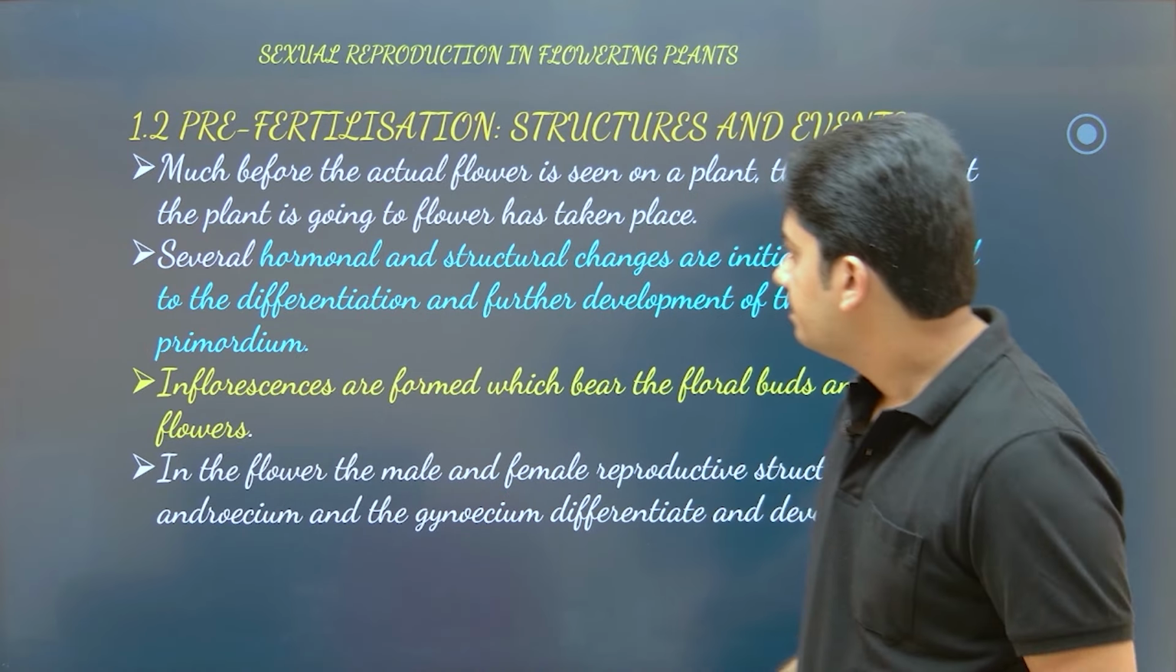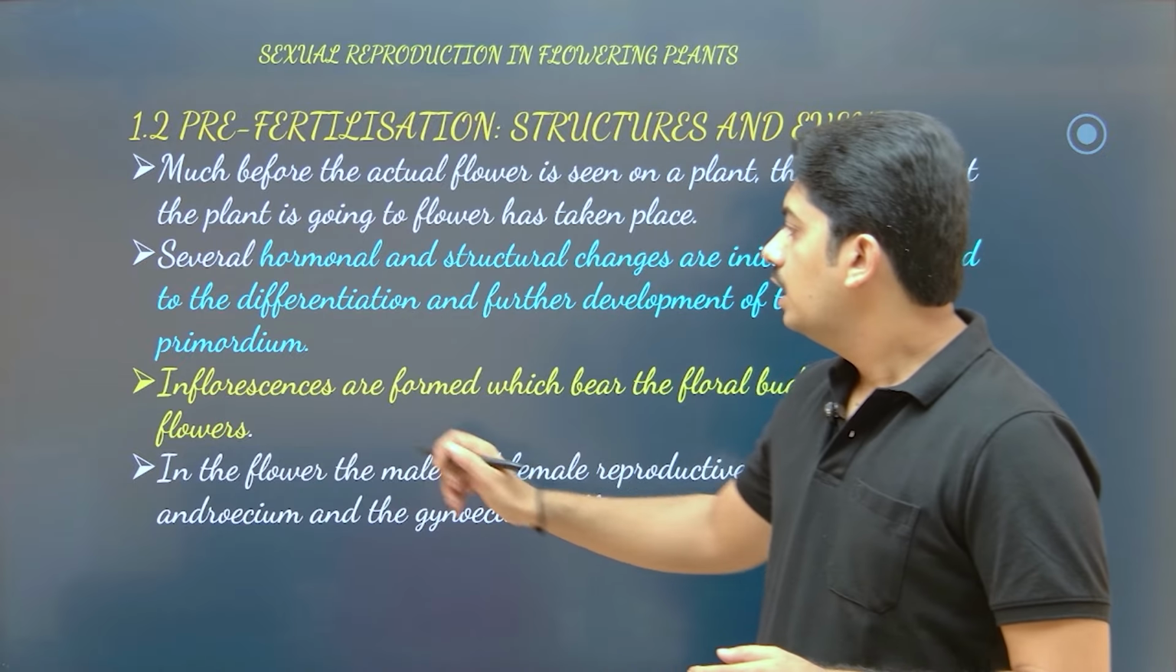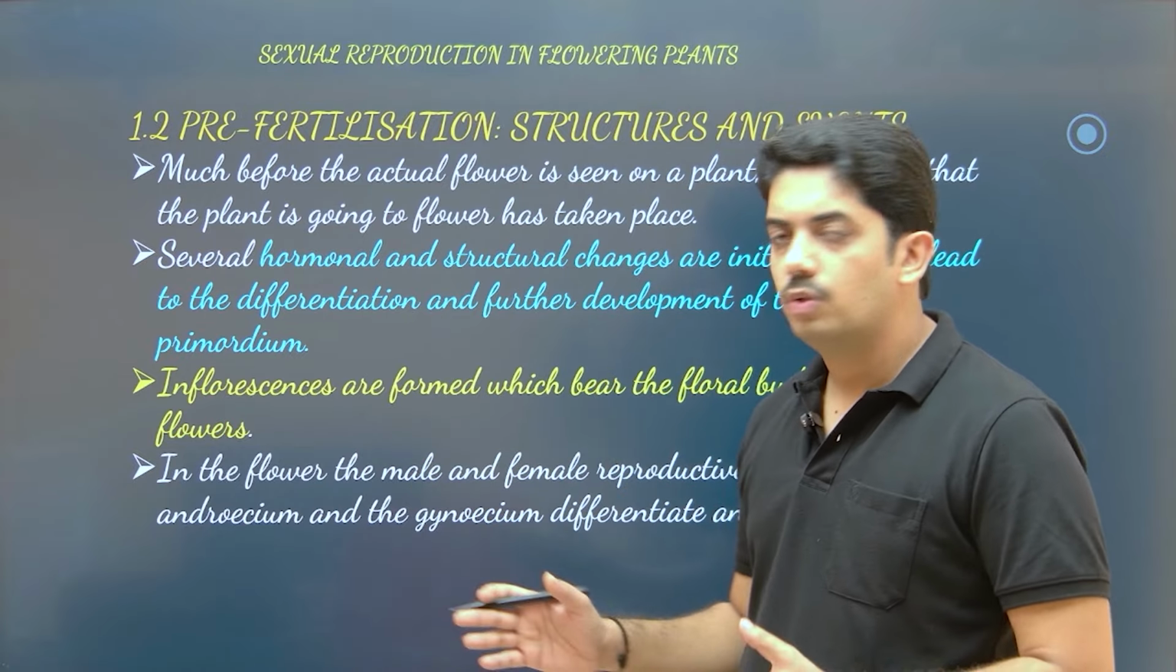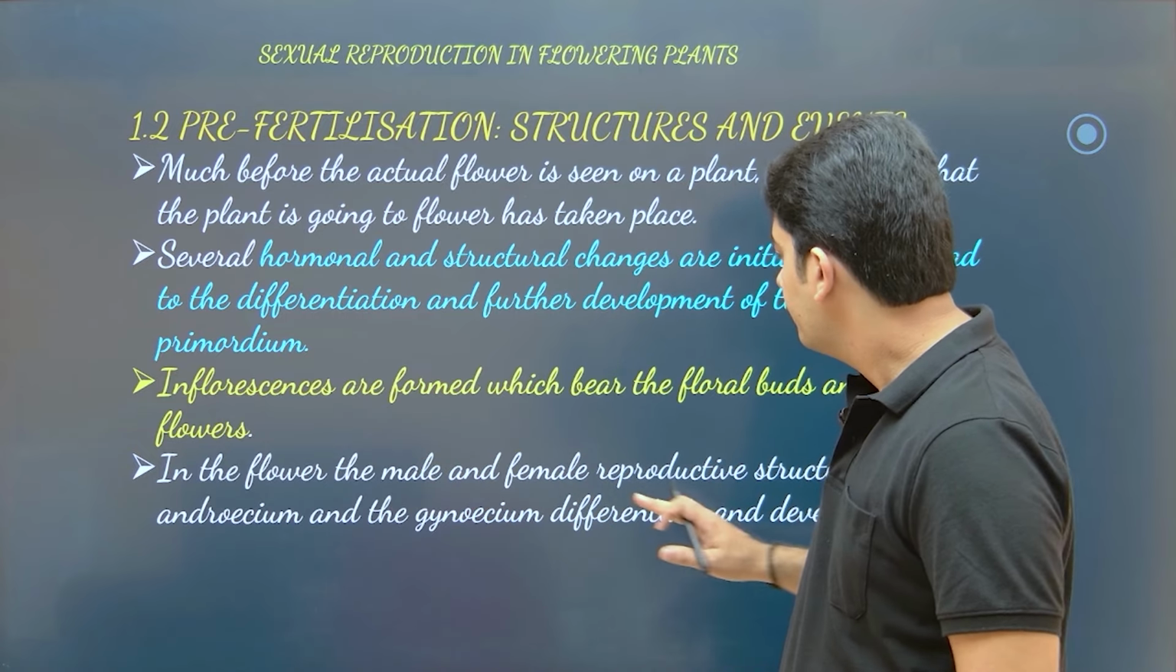Now what all the hormones are involved, that we already studied in first PUC, plant growth and development. Mainly auxin, cytokinin, especially cytokinin and ethylene, play a very important role in production of flowers. Now inflorescences are formed as I told, and then they bear the flowers. In a flower we observe the male reproductive part, that is androecium, and the female reproductive part, that is gynoecium.